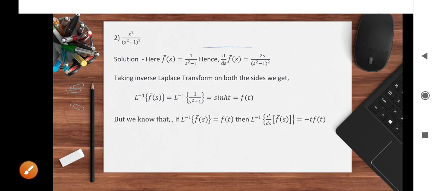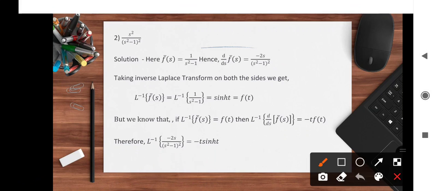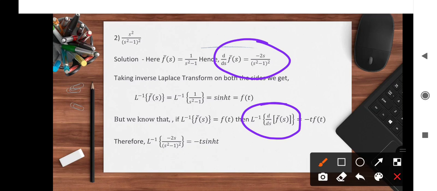So using this result we can write L inverse of minus 2s upon (s square minus 1) whole square, that is L inverse of d by ds, and d by ds is minus 2s upon (s square minus 1) whole square, and minus t f of t means minus t into sinh t. So this is our latest result.